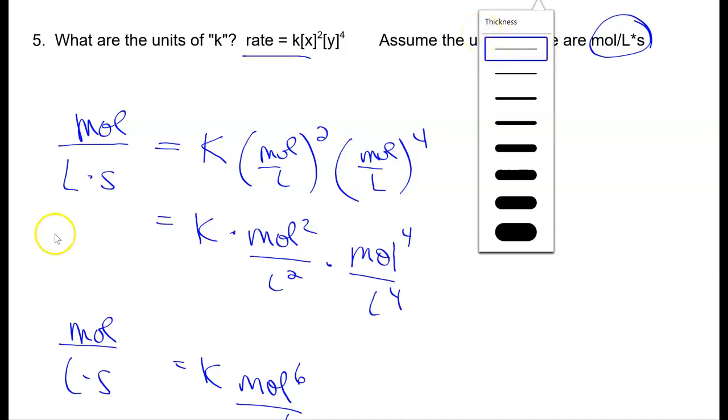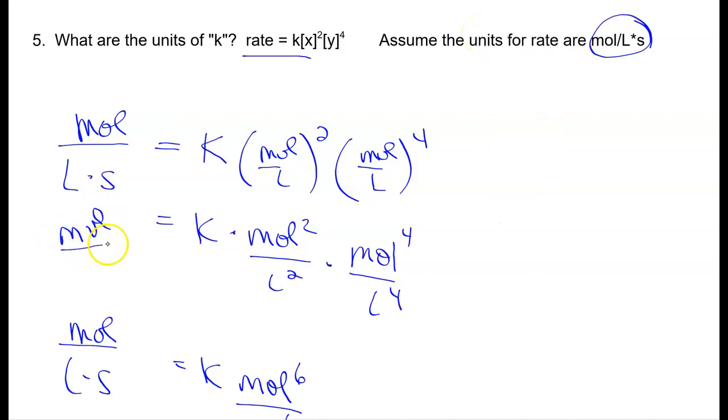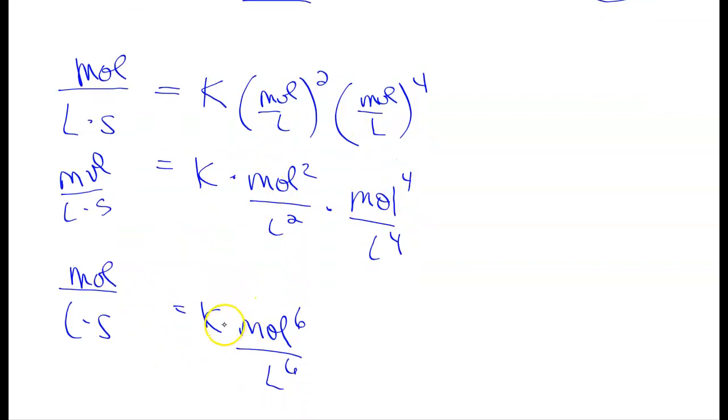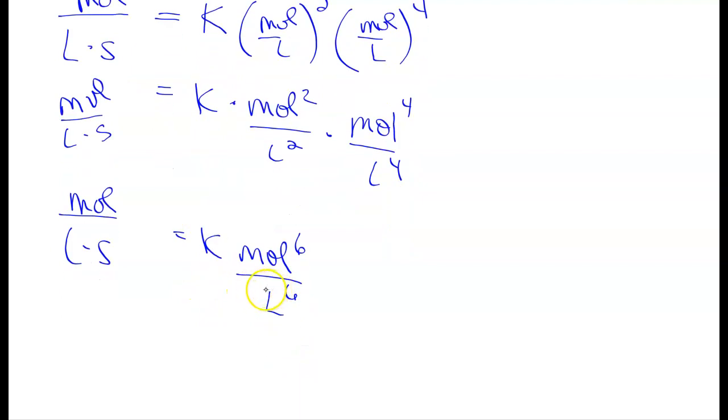We're going to still have moles over liters times seconds equals K. And when you combine the right side, we get moles over liters seconds equals K, moles to the 6, liters to the 6, because remember when we multiply exponents, we add them. Now I want to get K by itself.